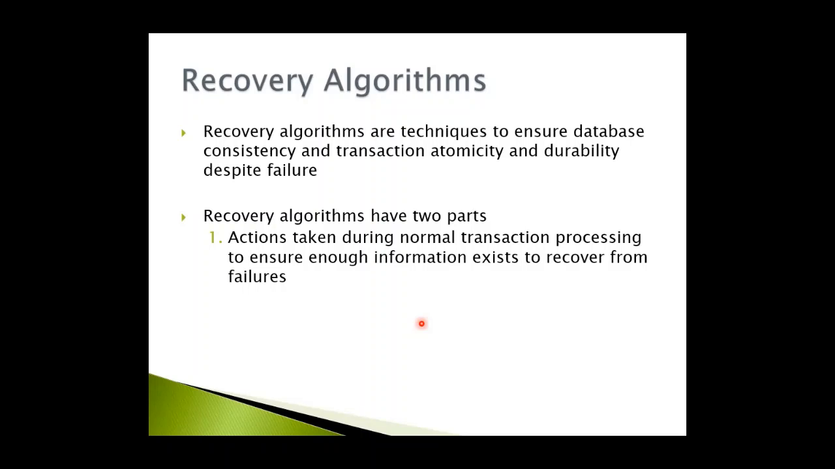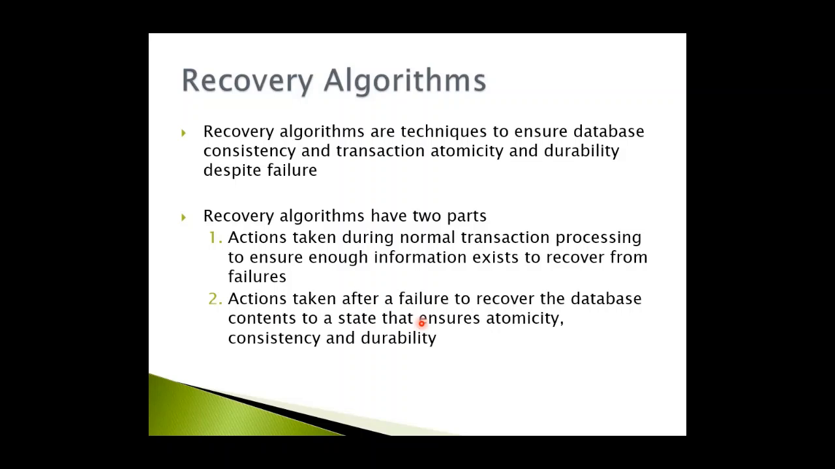Recovery algorithms are categorized into two parts. The first part focuses on the actions taken during normal transaction processing to ensure enough information exists to recover from failures. And second, actions taken after a failure to recover the database contents to a state that ensures atomicity, consistency, and durability. In simple language, these are the preventive measures and these are the measures taken after the failure has happened. In the case of deadlock, we can say that this is a detection technique and this is a prevention technique, but in recovery algorithms, the terminologies will be different. Now let us go ahead.